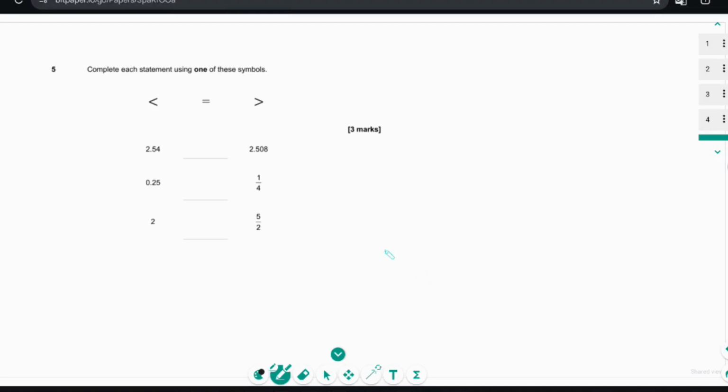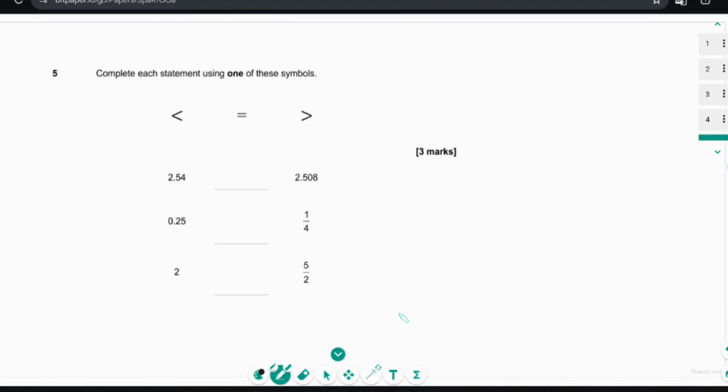Question 5. Complete each statement using one of these symbols. We're comparing 2.54 and 2.508. Sometimes it helps with decimals to fill in any missing decimals with a 0 on the right hand side of the decimal point, and then you can easily compare. 2.508 is smaller, so 2.54 is bigger than 2.508.